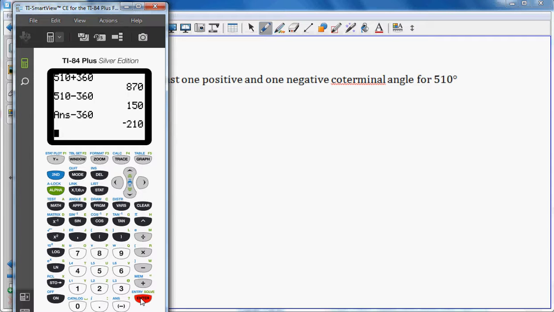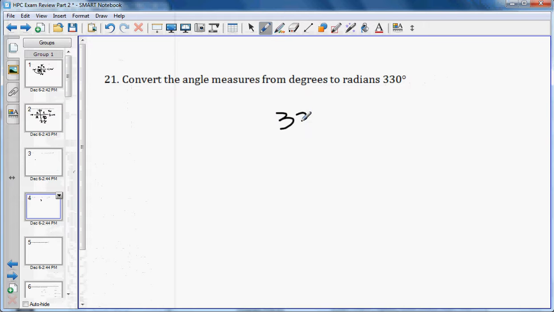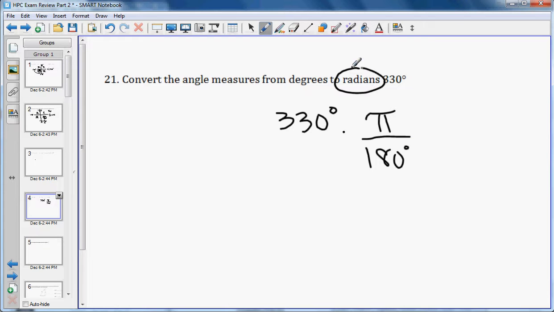Number 21, we're told to convert the angle measure from degrees to radians. So we have 330 degrees, and we're asked to convert it to radians. To do that, we multiply by pi over 180. One thing I said in class was you always take the one that you want, we want radians, and put it on top. Pi is in radians. I never really write the unit, but that is pi radians.